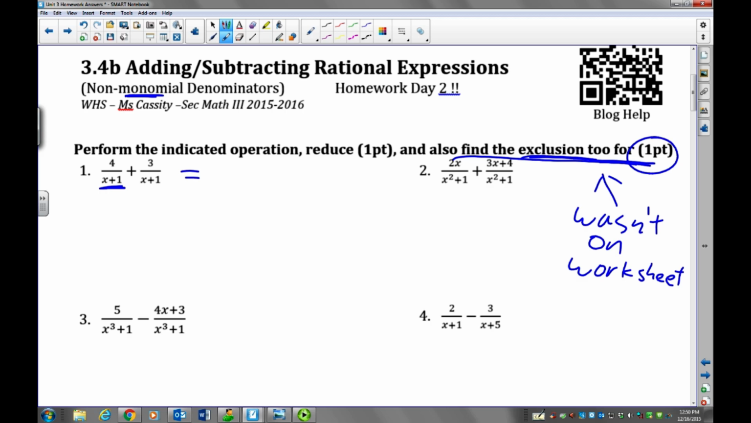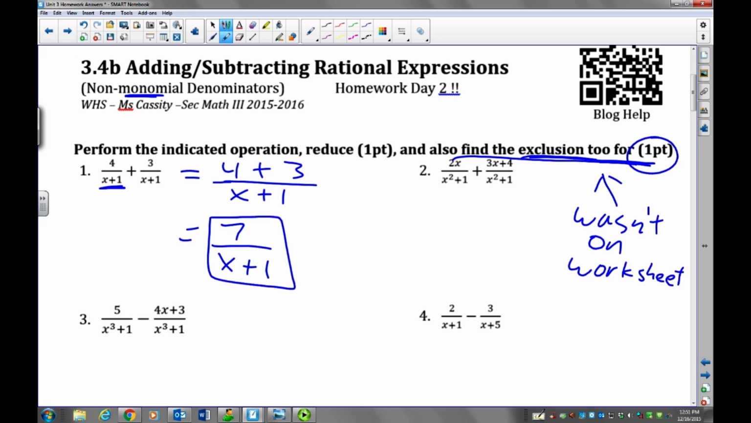So for example, number 1 is 4 over x plus 1 plus 3 over x plus 1. That's just going to be x plus 1 once in the bottom. And then we're just going to put 4 plus 3 on the top. So combine the tops, and when we add those together, we'll just get 7 over x plus 1. So that's your answer for number 1.